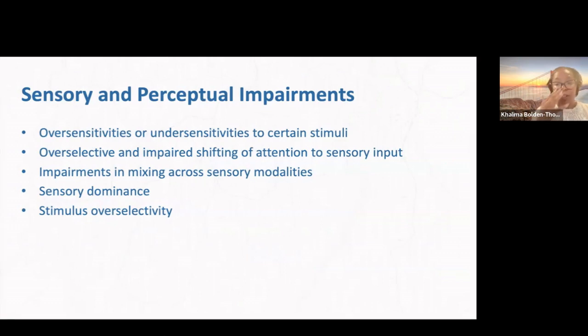Over-selective and impaired shifting of attention to certain sensory input. So again, that need for, I want only this source of sensory input or sensory stimuli. Impairments in mixing across sensory modalities. So there are often times where they don't like different sensory inputs from different places. "I want my noise canceling headphones on and maybe I can watch something. You can't touch me though." They have to have kind of a deadening almost of other sensory input. There tends to be sensory dominance. So one particular sense seems to either be the one for overstimulation or the one for over-selective sensory input. And again, stimulus over-selectivity can also be there.